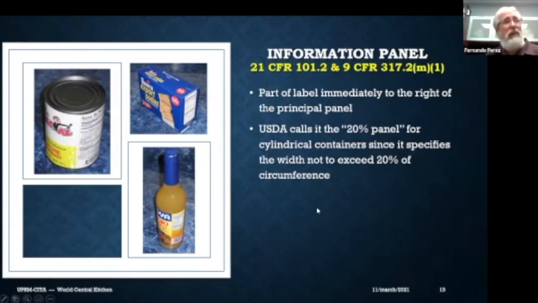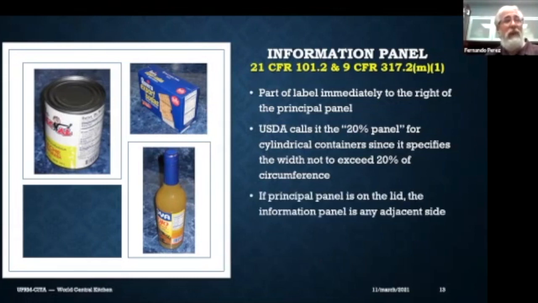Okay, so you have the information panel and you have the principal display panel. Now, in the information panel, you have to consider also this. Even though we say the information panel doesn't include the top, the reality is that there are some packages for products that, for example, go into a refrigerator and you stack them one on top of the other. So when you look into the refrigerator, what you actually see is the top of the container. So you have to put the main label there on the lid of the container. So if the principal panel is on the lid, the information panel is any adjacent side.